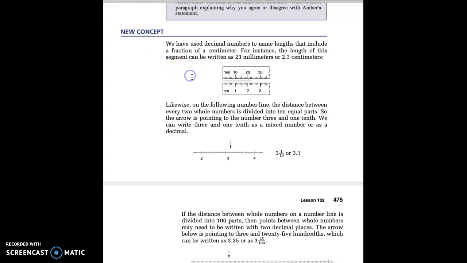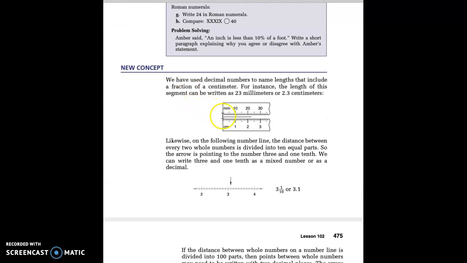Sorry that I skipped this up here, but we know that this little line in between the two rulers represents a length. This length segment can be written using millimeters, which would be 23 millimeters or 2.3 centimeters. All right, so we just said that this length represents the same quantity, whether it is 23 millimeters or 2.3 centimeters.